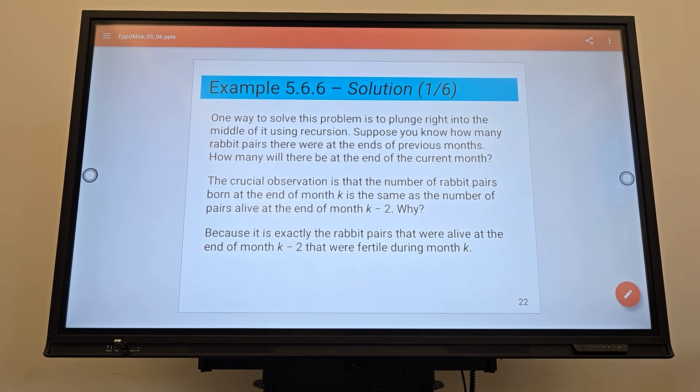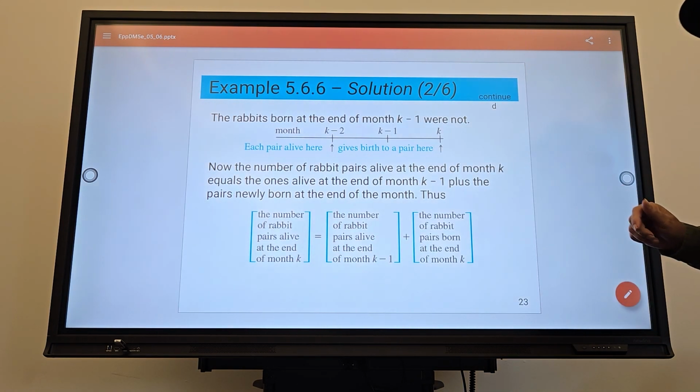The crucial observation is that the number of rabbit pairs born at the end of month k is the same as the number of pairs alive at the end of month k minus 2, because it is exactly the rabbit pairs that were alive at the end of month k minus 2 that were fertile during month k. So the rabbits born at the end of month k minus 1 were not.